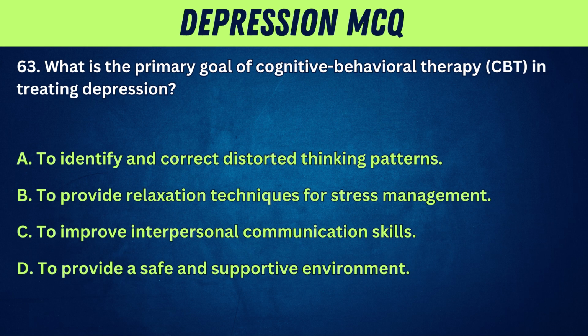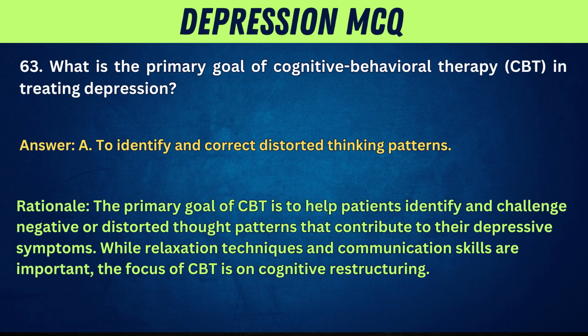What is the primary goal of cognitive behavioral therapy, CBT, in treating depression? A. To identify and correct distorted thinking patterns. B. To provide relaxation techniques for stress management. C. To improve interpersonal communication skills. D. To provide a safe and supportive environment. Answer: A. To identify and correct distorted thinking patterns.